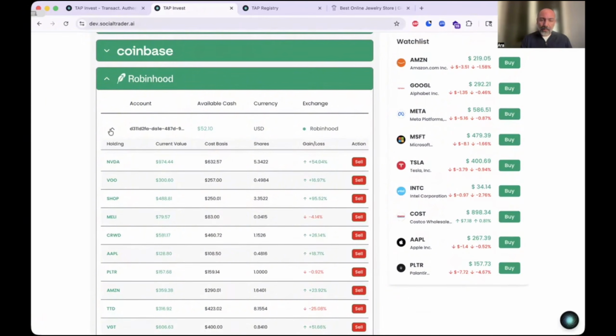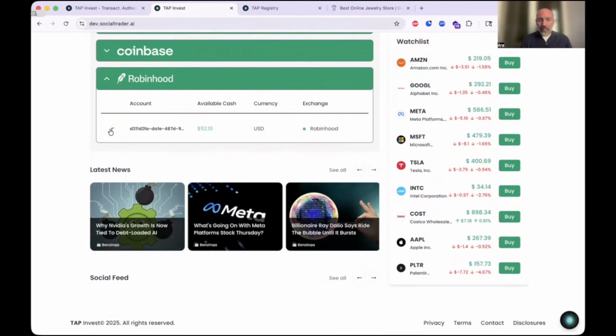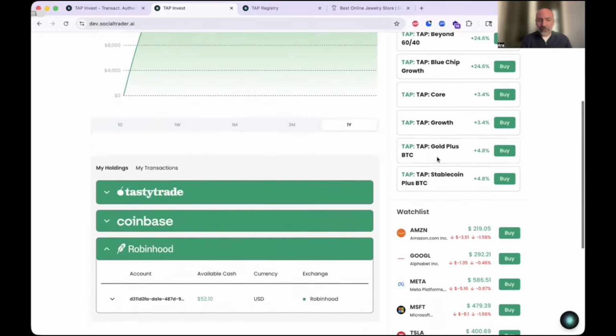As you can see, the sell button is next to certain assets that you have. And to the right on my watch list, you have the buy button next to different assets that I'm watching. So we wanted to make the user interface very easy for our customers to be able to use.